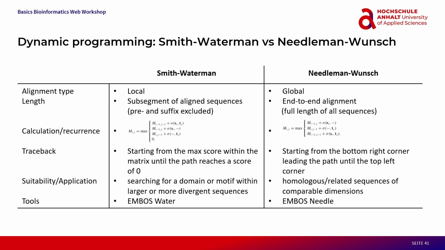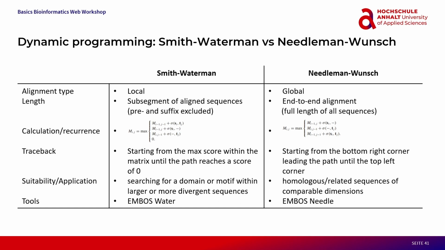The second difference concerns the traceback. It starts with the highest value of the matrix, and the path is followed, similar to Needleman and Wunsch. However, unlike Needleman and Wunsch, the maximum score is not always located in the bottom right corner of the matrix, and the path ends as soon as a score of 0 is reached. As a result, this procedure produces shorter, more conserved segments compared to longer global alignments.